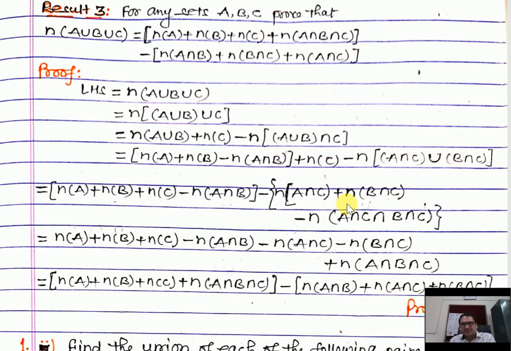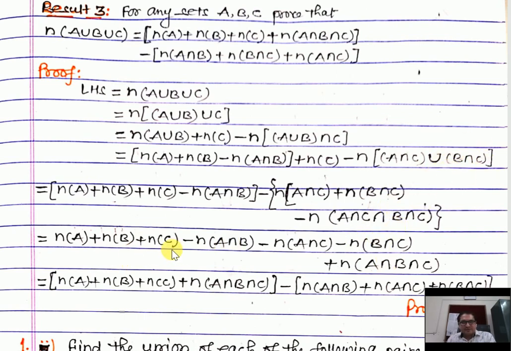Now here N(A intersection C) plus N(B intersection C) minus, means we are considering A intersection C as A and B intersection C as B. So A union B, you have to consider like that, and then apply the formula. So A union B is equal to what? N(A) plus N(B) minus N(A intersection B). So A means what? A intersection C, and B means what?